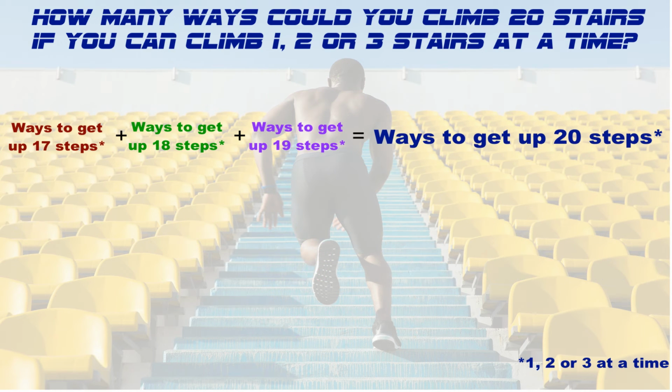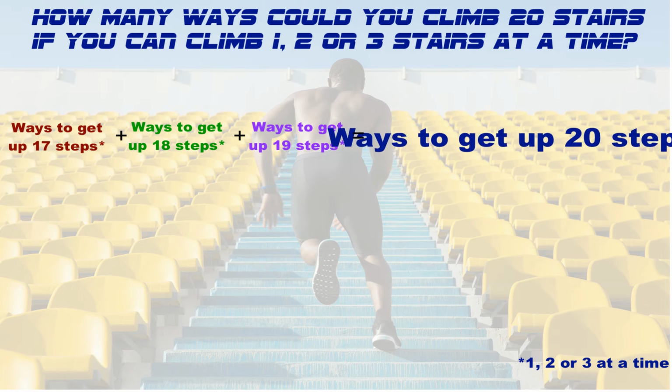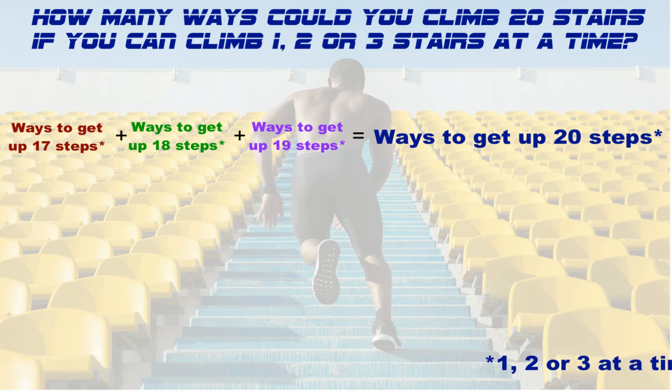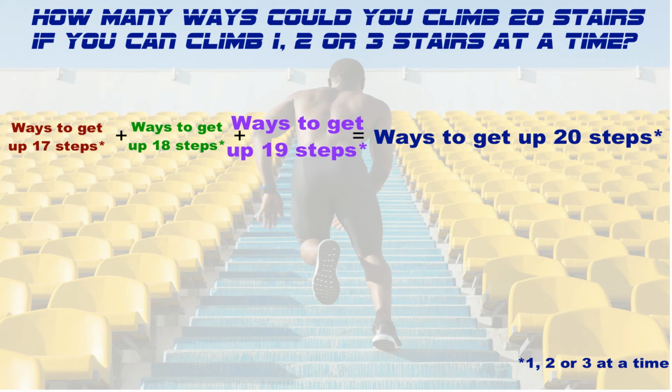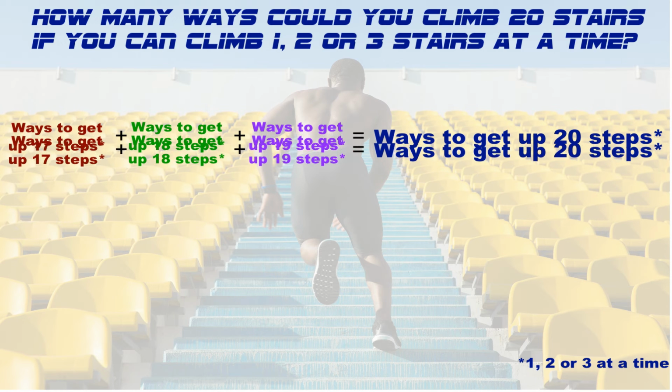What I'm saying is the number of ways we can climb 20 steps if we're taking the steps 1, 2, or 3 at a time is just the sum of the number of ways we can climb 17 steps, taking them 1, 2, or 3 at a time, the number of ways we can climb 18 steps, taking them 1, 2, or 3 at a time, and the number of ways we can climb 19 steps, taking them 1, 2, or 3 at a time. We've got another sequence, but this time the elements in the sequence aren't the sum of the 2 previous terms, but instead the sum of the 3 previous terms.